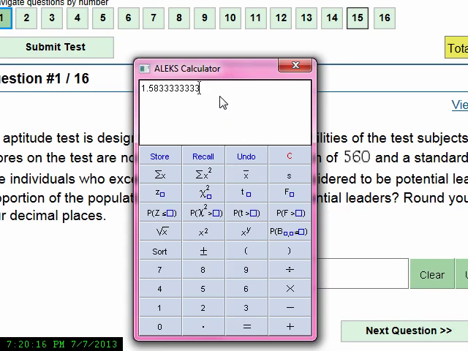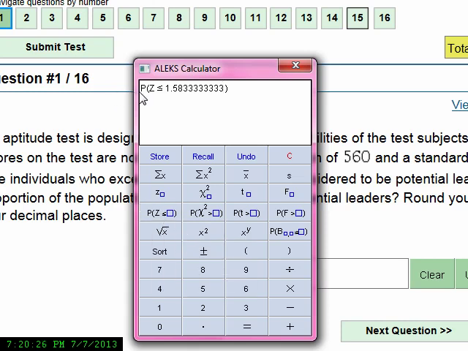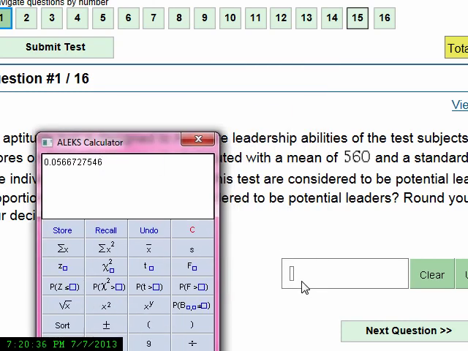So we want to find the probability that it exceeds that. So exceeds means greater than. However, the probability key only gives us less than or equal to. So we want the right side, so we need to do 1 minus. And so when we find 1 minus that z-score probability, we get 0.056. And they tell us to round our answer to 4 decimal places. So it's 0.0567.